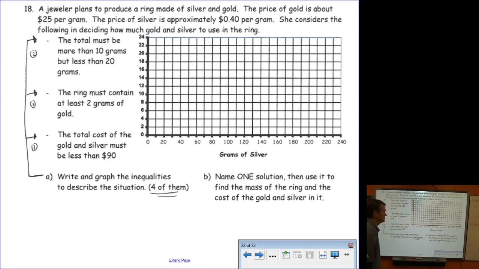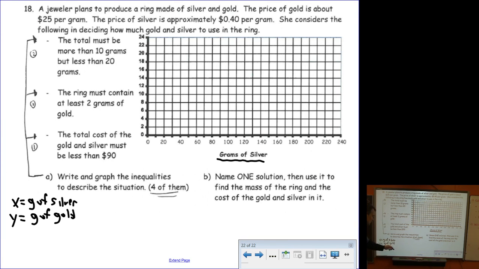And that takes us to the last one. Oh, mercy. Here we go. All right, so the first thing I need to do is notice that grams of silver is my x value, because it's on the x-axis. And grams of gold, not sure I put it there, but grams of gold would be my y value. And I'm trying to make a ring, apparently. And this ring is going to have some silver and some gold in it, right?